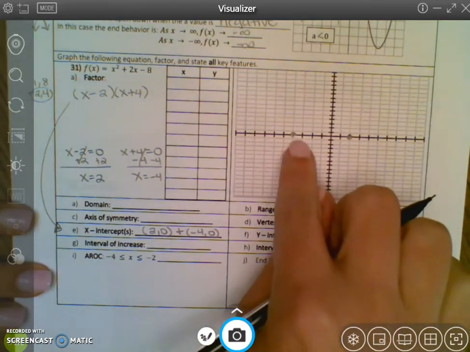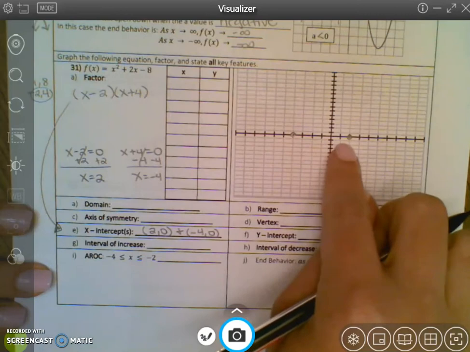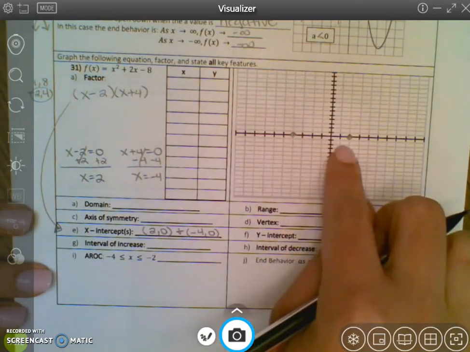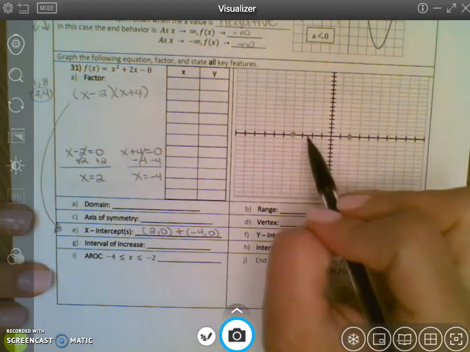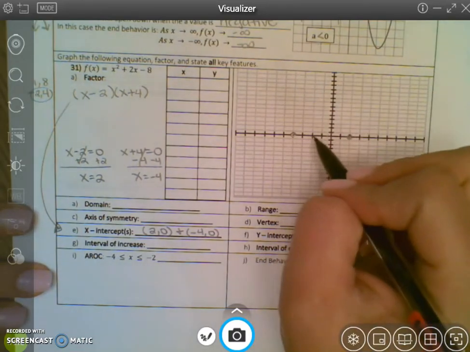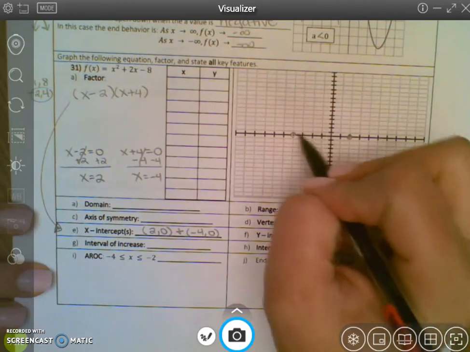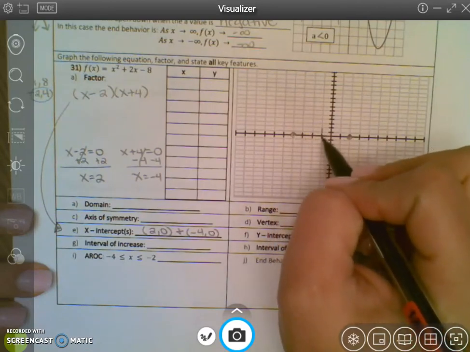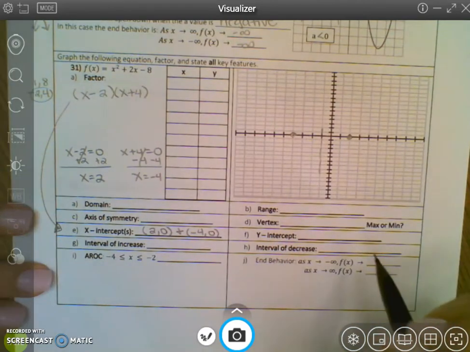Okay, so since I have this, I could figure out where my axis of symmetry is just by counting. So there's 1, 2, 3, 4, 5, 6 hops. So that means half of 6 would be 3 hops. So 1, 2, 3. So my axis of symmetry should be going through negative 1.